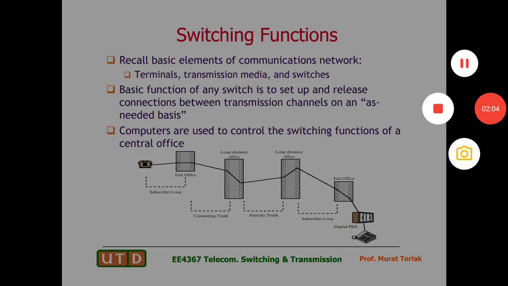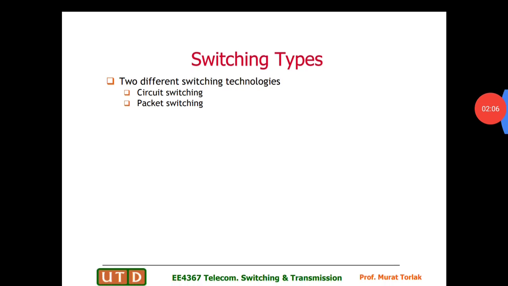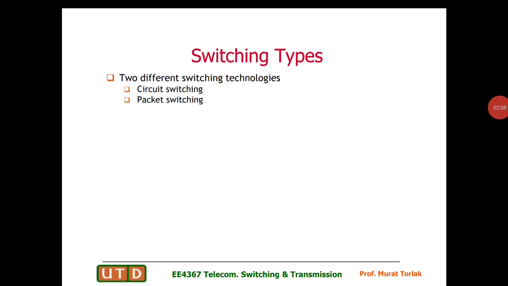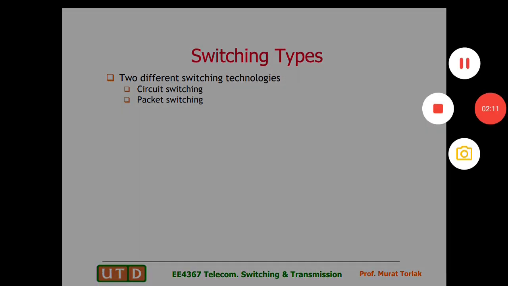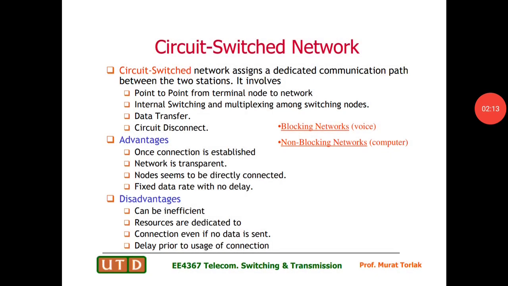Basically, there are two types of switching system: circuit switching and packet switching. A circuit switched network assigns a dedicated communication path between the two stations. It involves point to point connection from terminal node to network, internal switching and multiplexing among switching nodes, data transfer, and circuit disconnect.